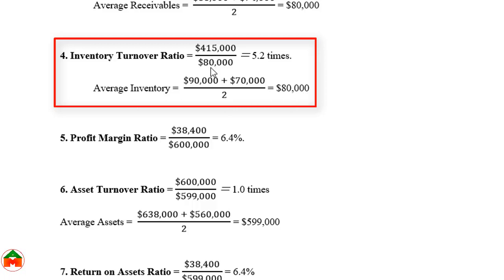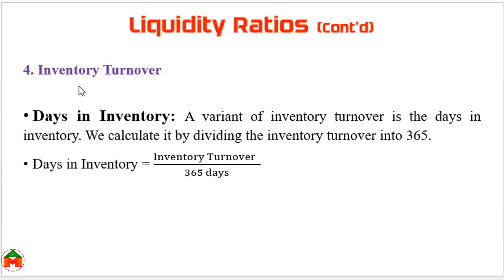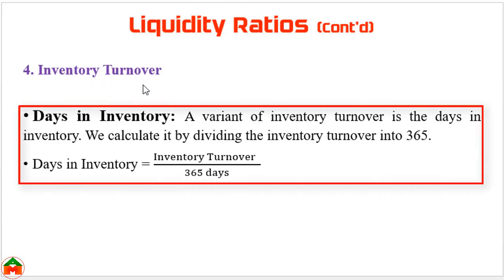So by applying this average inventory, we get the inventory turnover ratio is 5.2 times. So what does that mean? That means we can sell our inventory 5.2 times per year. Now we can convert the inventory turnover into days in inventory. What does that mean? That means after how many days we can sell our inventory. The formula is we will divide 365 days by the inventory turnover.